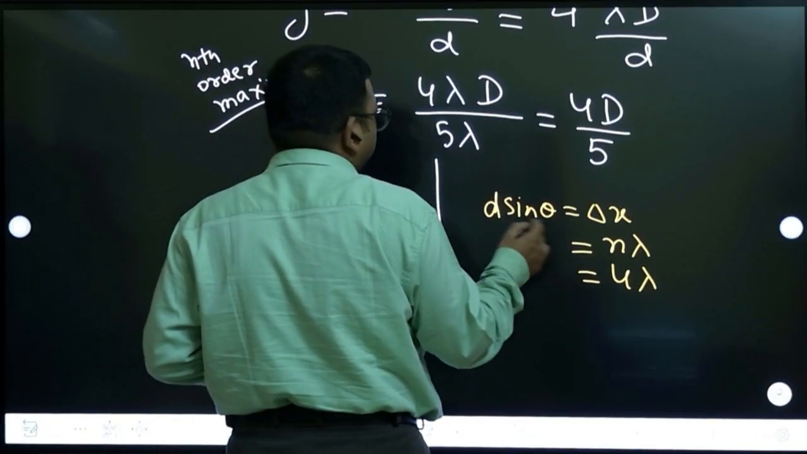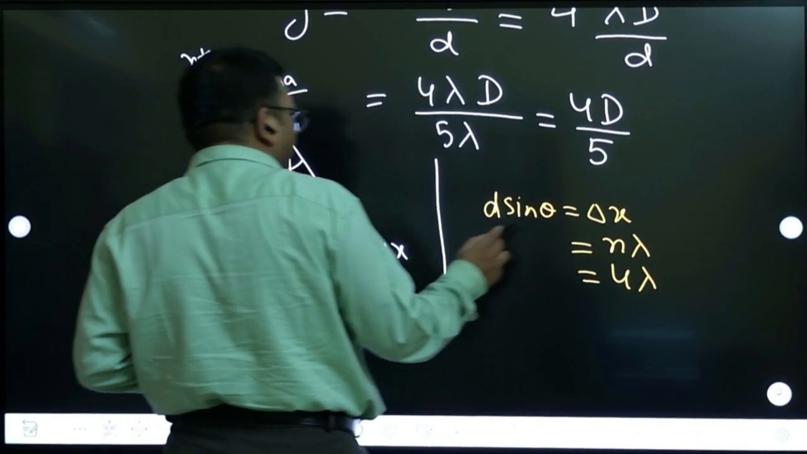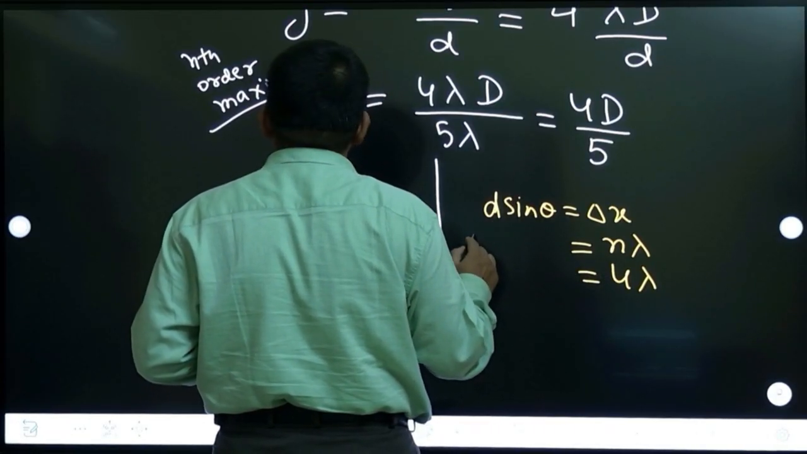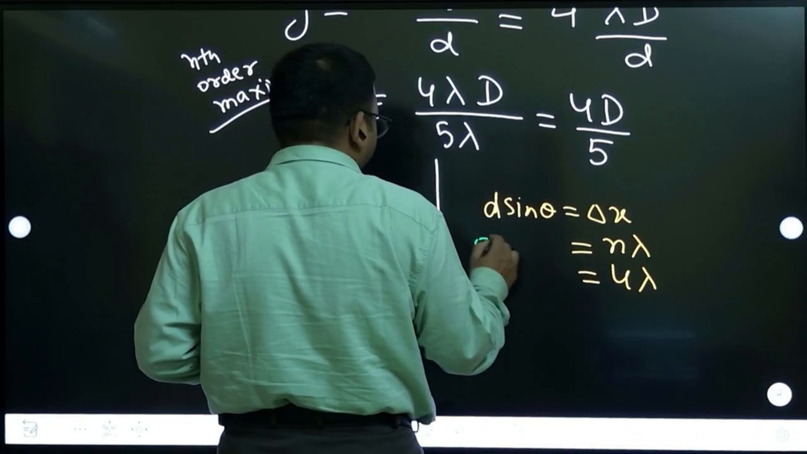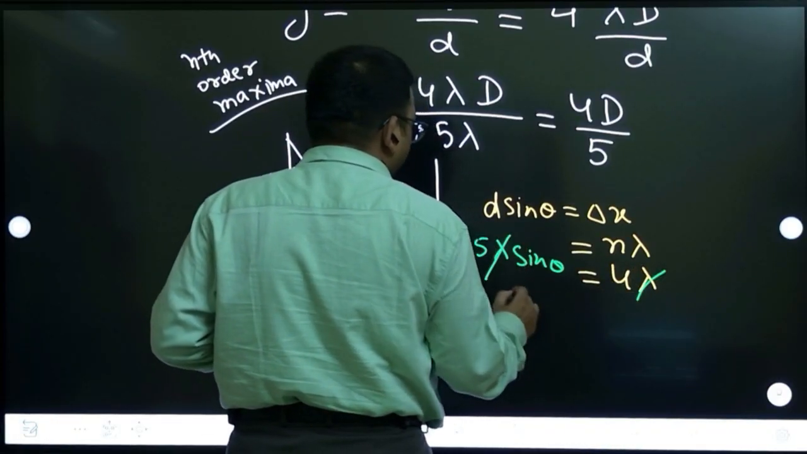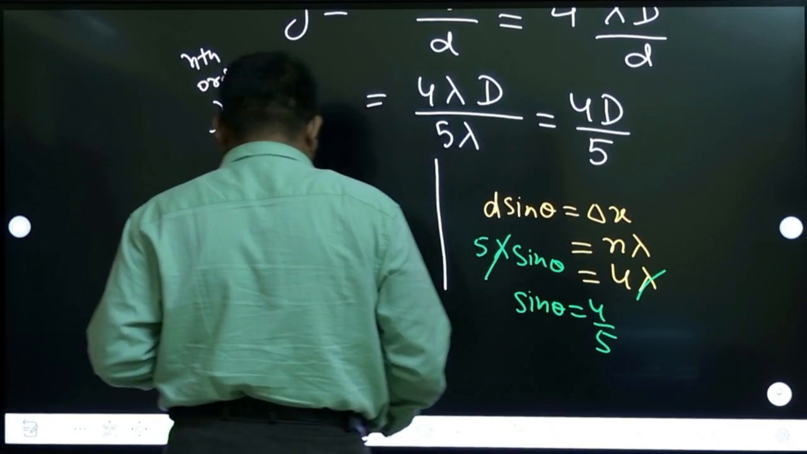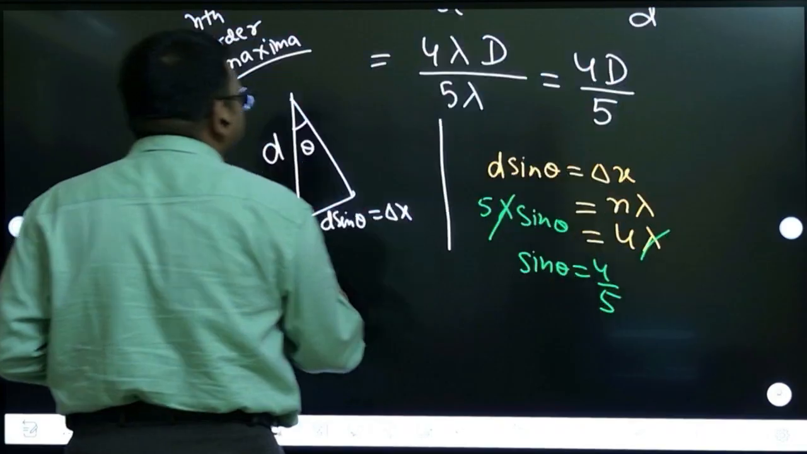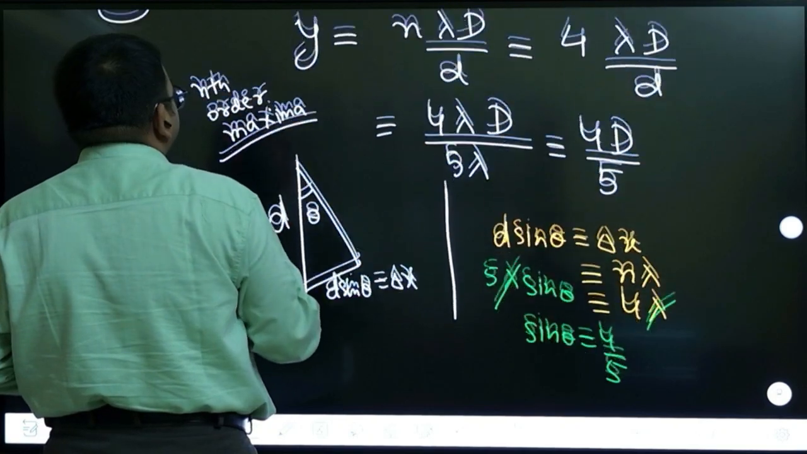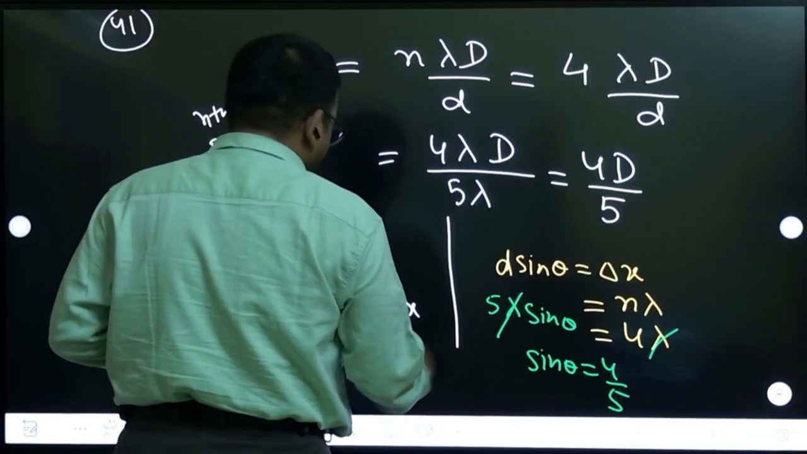The reason is that this angle does not allow the approximation. Why? Because here delta x is 4 lambda, and d is given as 5 lambda. So 5 lambda into sin theta equals 4 lambda, and cancelling, we get sin theta as 4 by 5. That is one reason. Then this formula will not work. Why? Because sin theta is taken as theta.